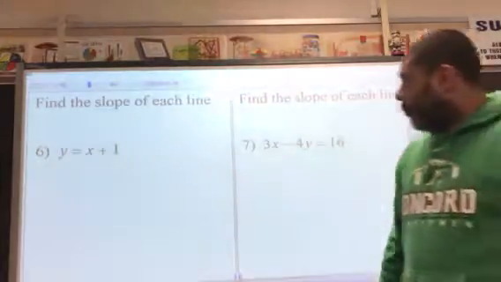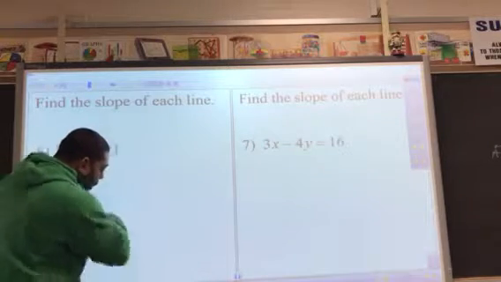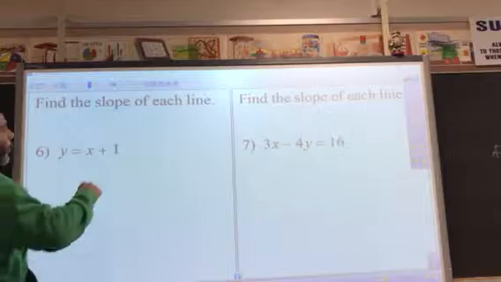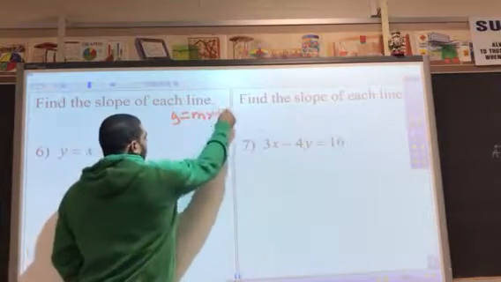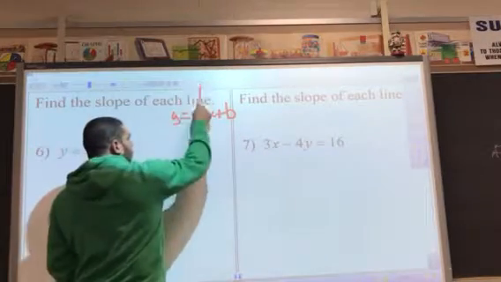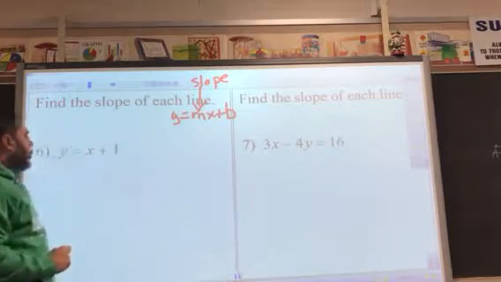All right. That was slope from a graph. Now we're doing slope from an equation. When we are doing slope from an equation, we want to make sure that the problem's in slope-intercept form. Slope-intercept form's on the chalkboard. Because if I have that, I can easily tell you what the slope is.